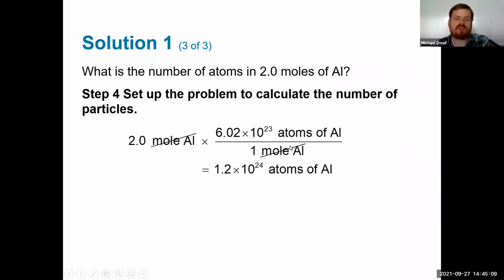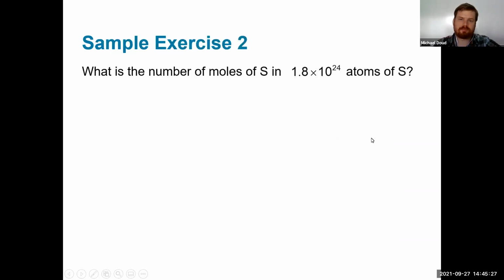Well, we just have to set up the conversion factor so that moles of aluminum are canceled out. That gives us 2.0 moles of aluminum times 6.02 times 10 to the 23rd atoms of aluminum divided by 1 mole of aluminum. Solve for significant figures here, you end up with 1.2 times 10 to the 24th atoms of aluminum. Okay, now let's do the reverse way.